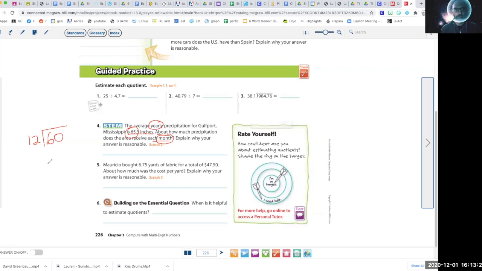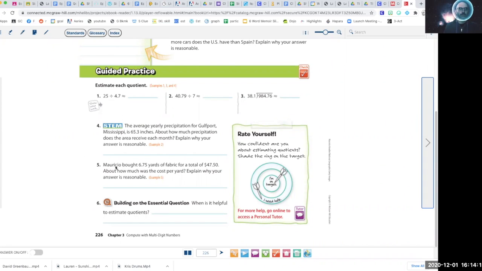Ready, go. All right, so you should have got 5. So it is approximately 5 inches a month, which is, that's a lot of rain. If you don't know about that, 5 inches a month, that's a lot. All right, last one, number 5. This is the last one we're going to do.